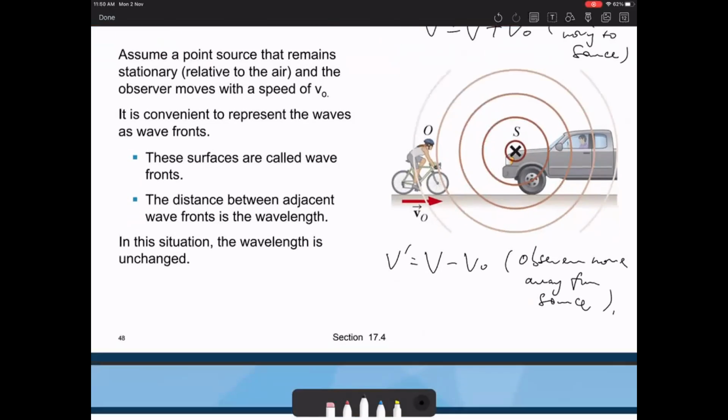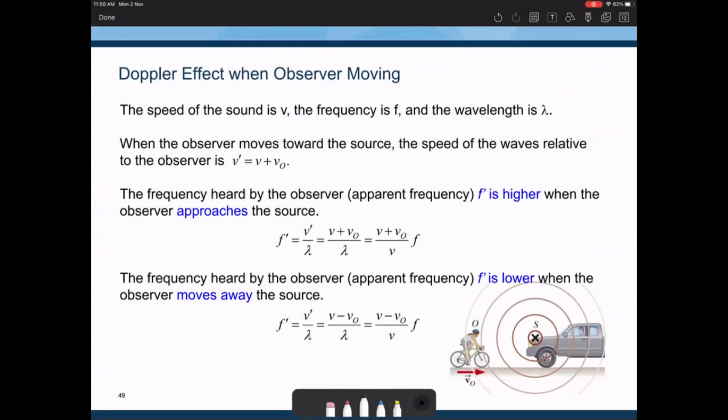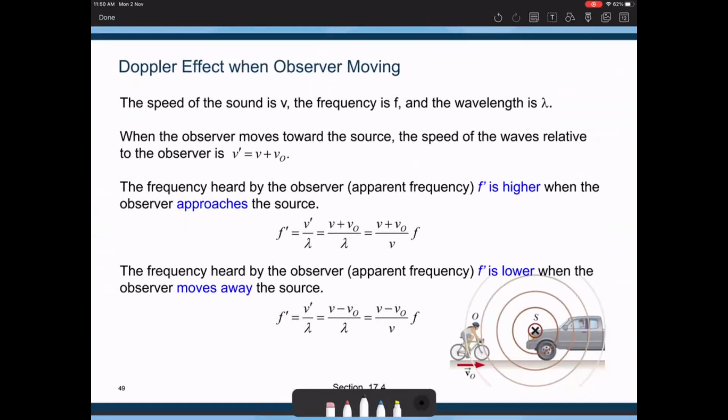So the wavelength has not changed, but the speed of sound has changed. Therefore, the apparent frequency would be changed. Here on the top, you have the observer moving to the source. Observer approaching the source. Then the apparent frequency would be V plus V naught over V times F.